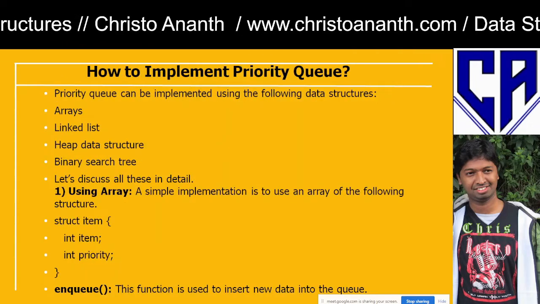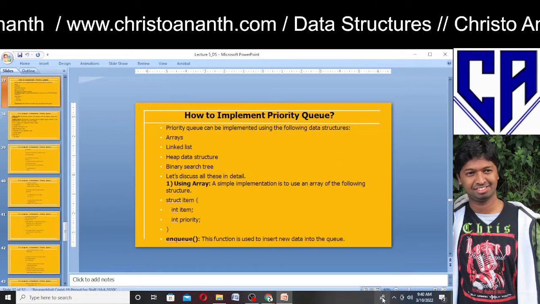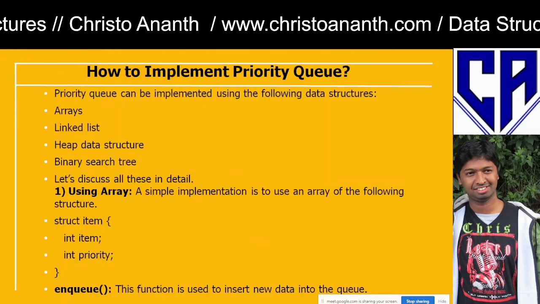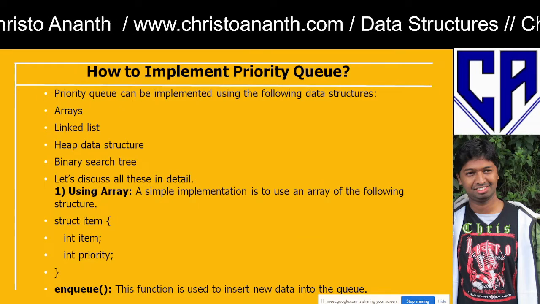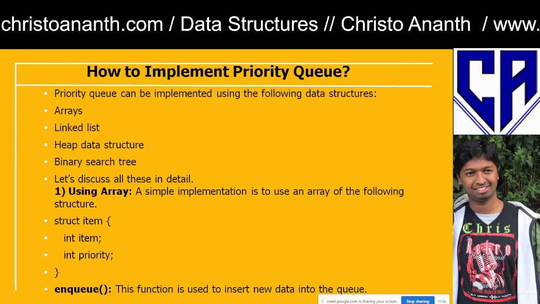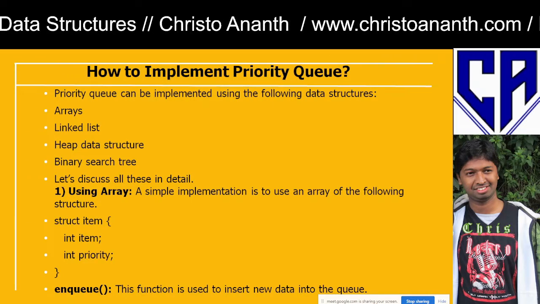So how are we going to implement this priority queue? That is what we are going to discuss now. For a priority queue, we can use arrays, linked lists, the heap data structure, and a binary search tree as well. So we are going to discuss each of these.